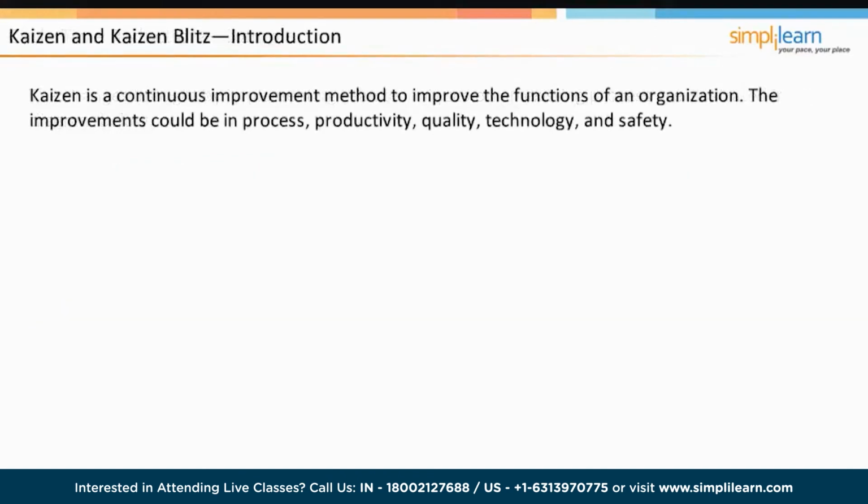Kaizen means good change in Japanese. Kaizen is a continuous improvement method to improve the functions of an organization. The improvements could be in process, productivity, quality, technology, and safety. It brings in small incremental changes to the process.